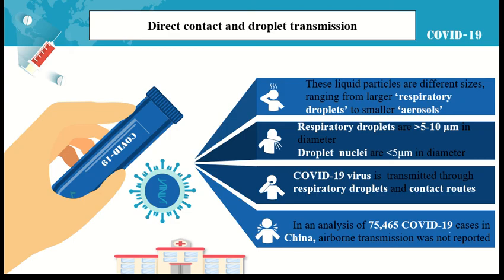Direct contact and droplet transmission. The liquid particles are different sizes, ranging from large respiratory droplets to small aerosols. Respiratory droplets are larger than 5 to 10 micrometers in diameter, and droplet nuclei are less than 5 micrometers in diameter. The COVID-19 virus is transmitted through respiratory droplets and contact routes. In an analysis of 75,465 COVID-19 cases in China, airborne transmission was not reported.